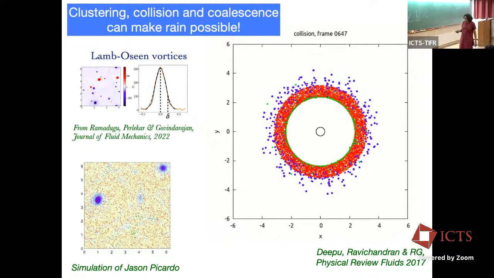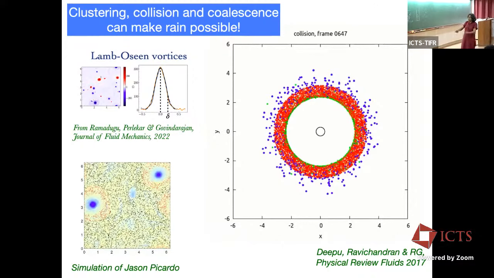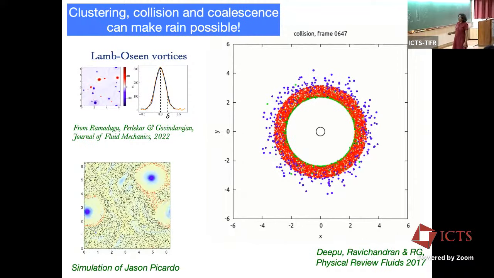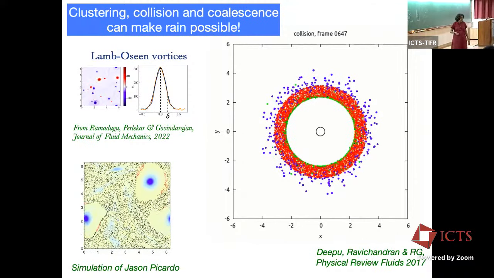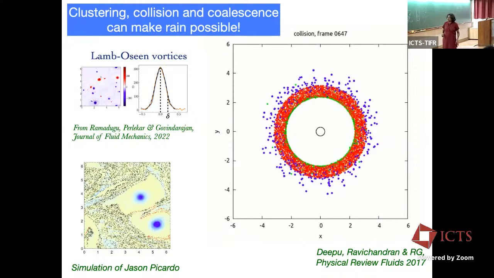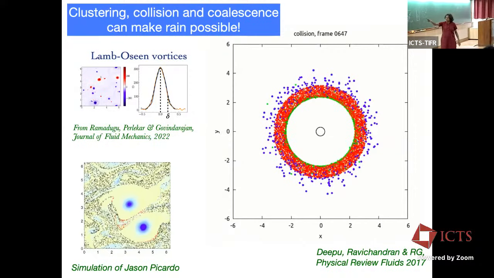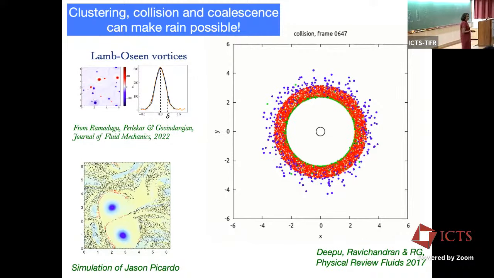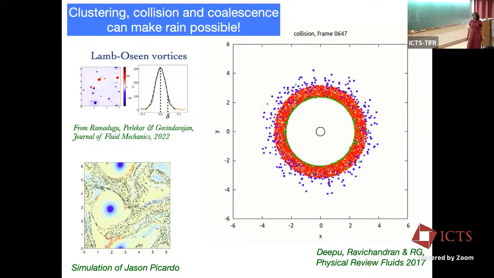And here is just a simulation by Jason on two-dimensional turbulence. So you see even there, these voids are created. And they're not quite circular because many vortices are interacting with each other and all. But you see how the droplets move. So like these voids are created.